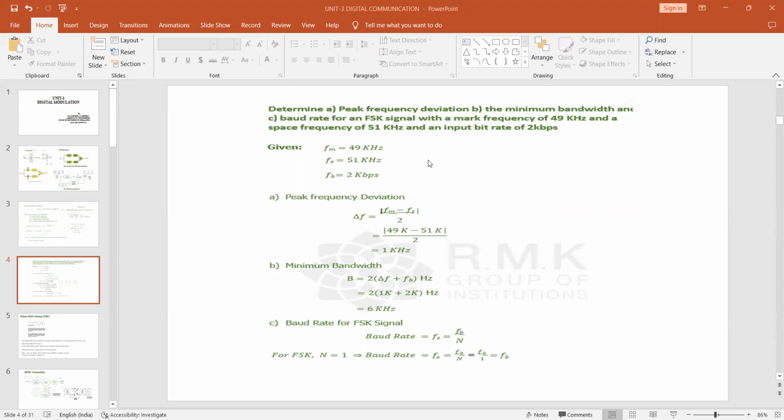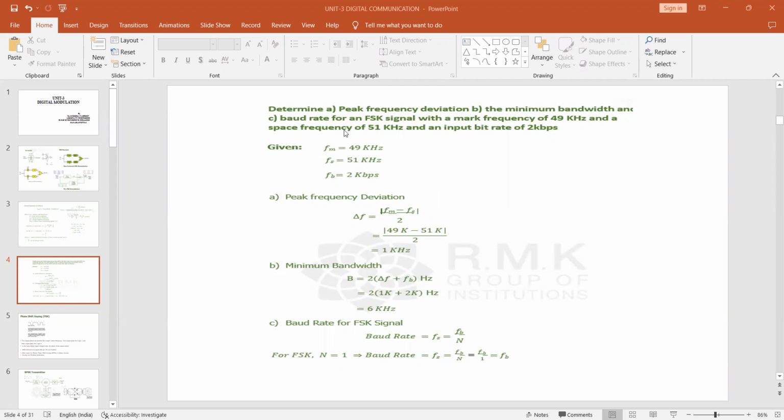What is the operation of frequency shift keying? The frequency is shifted whenever the data is converted from 1 to 0 or 0 to 1. Mark is 1 and space means 0. Whenever the mark changes to space, whenever the 0 comes, then we have a frequency shift in the modulated signal.